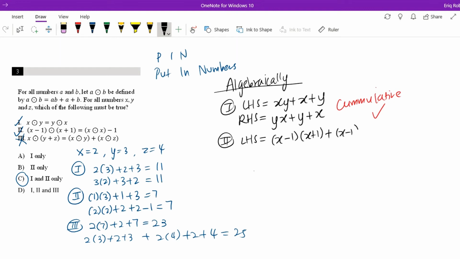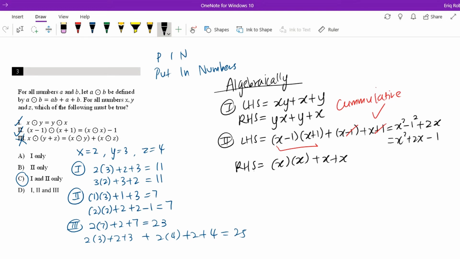For equation 2, on the left hand side, we have x minus 1 times x plus 1, plus x minus 1, plus x plus 1. This part here is actually a difference of squares, which is x squared minus 1 squared. Then the negative 1 and plus 1 can cancel each other, so we have plus 2x at the back, which is x squared plus 2x minus 1. Then on the right hand side, we have x times x plus x plus x minus 1, which is x squared plus 2x minus 1. And the two of them are the same.